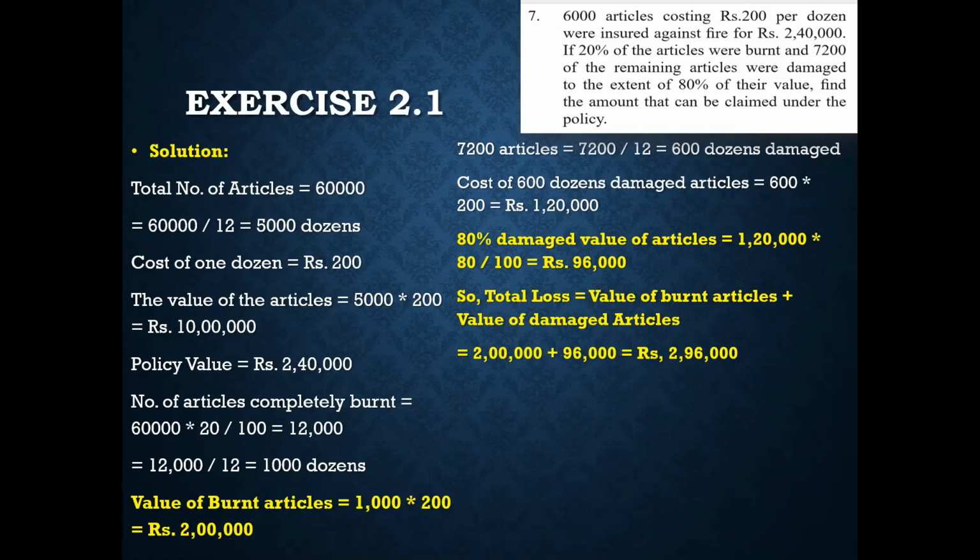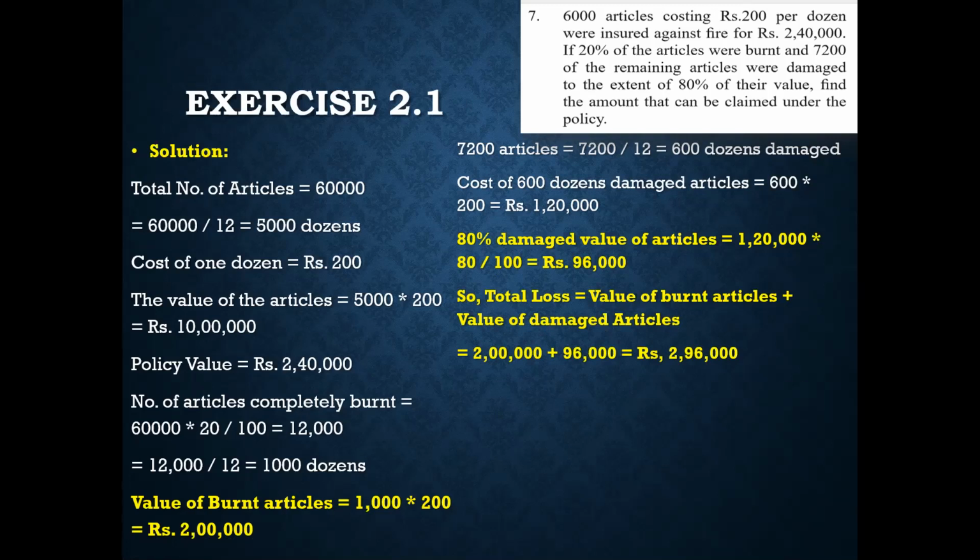So basically class, first you have to be clear with the question. They are talking about articles. You are breaking them down into dozens. Then you are multiplying it by price per dozen. And then accordingly you are solving the sum. So try to understand that.